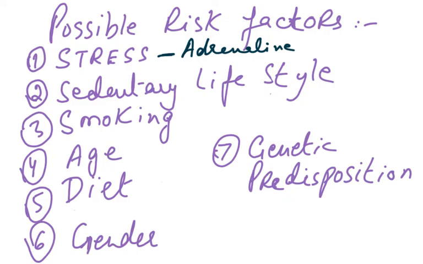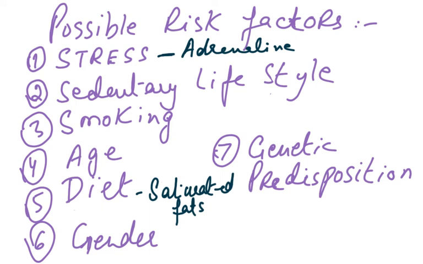Then age, certain age groups are more prone. Then diet. Diet is more saturated fats. Saturated fats are more the animal fats. Animal fats means like butter, cheese, fat on the meat. And then gender, men are more prone to heart attacks than women, I guess because of the difference in hormones.